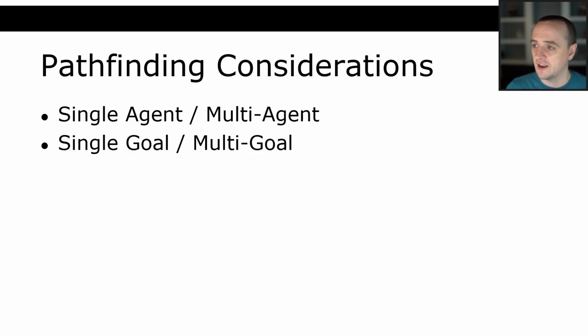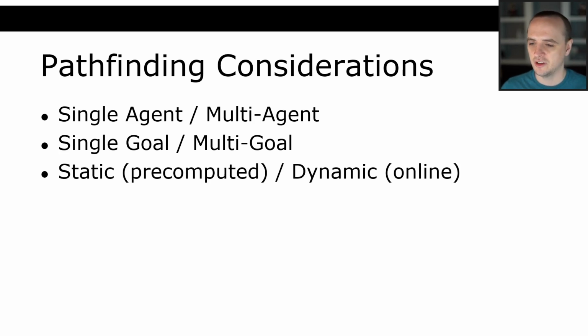Second, is there a single goal or multiple goals? For example, we might want to get to the exit of a level, which is a single goal, or there might be multiple goals, where we're trying to get to the closest health pack, for example. Is it static pathfinding, where we might be able to pre-compute some paths, or is it dynamic pathfinding that has to be done online? Maybe the player is moving and you have to re-pathfind to them.